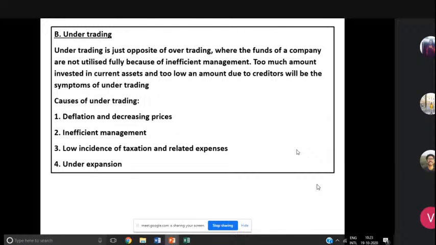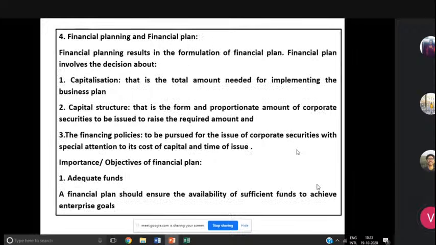Yes, done. Say yes, no? Yes, sir. Okay. Now come to the next. Next short note. Financial planning and financial plan. If someone asks you what is financial planning, nothing. It is a formulation of financial plan.